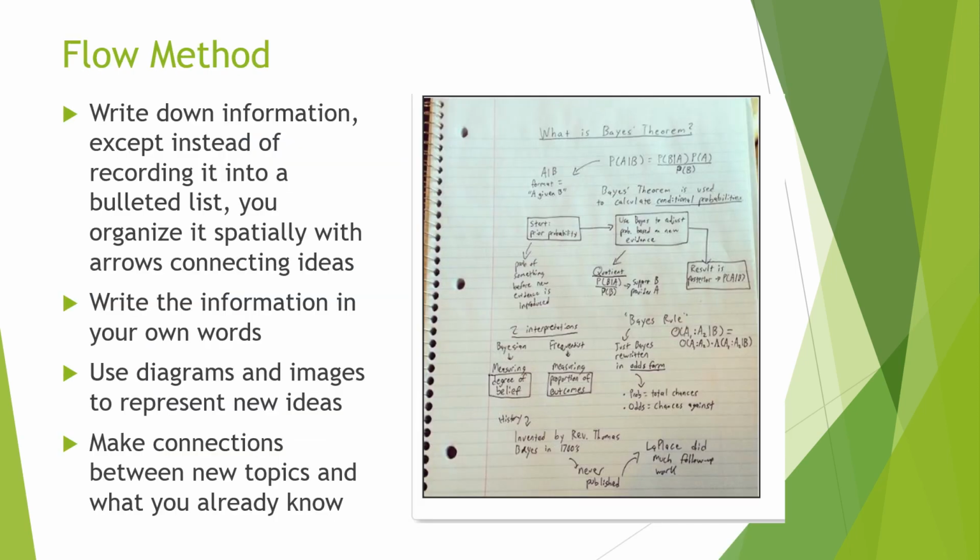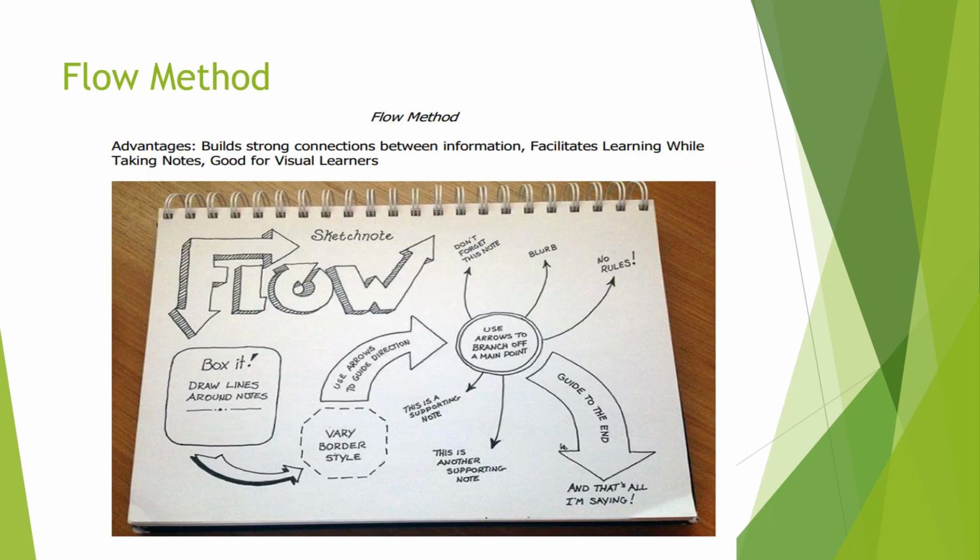Next is the flow method. Here you are writing down information, except instead of recording it into a bulleted list, you organize it spatially with arrows and connecting ideas. You can use diagrams and images to represent new ideas, and you can make connections between new topics and what you already know. Here's another example of what the flow method might look like.